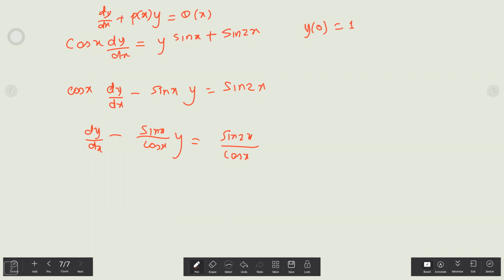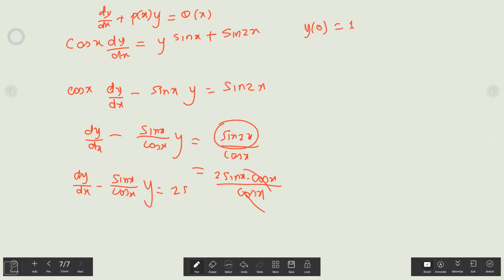And fortunately, sine 2x can be further simplified as 2 sine x cos x. So sine 2x is 2 sine x cos x upon cos x. So the cos x disappears, and you get dy by dx minus sine x over cos x times y equals 2 sine x. Now we have reached the step where we need to find the integrating factor.